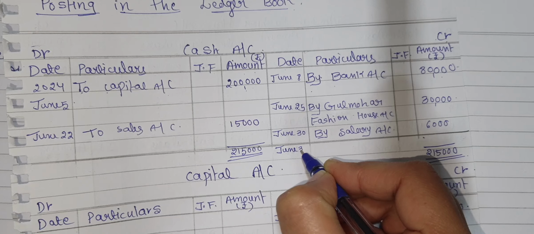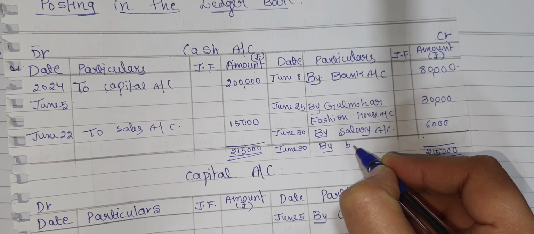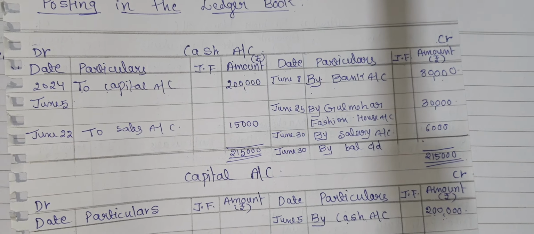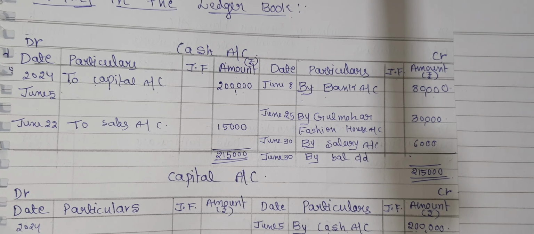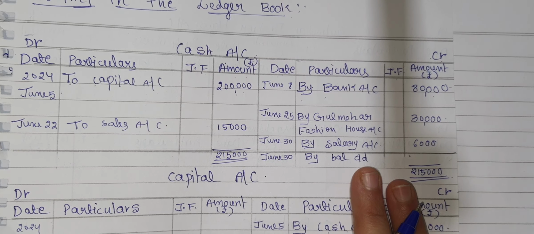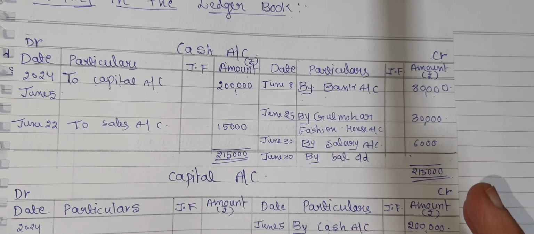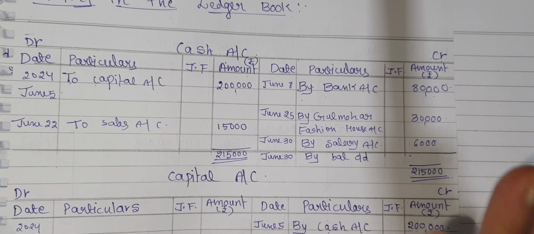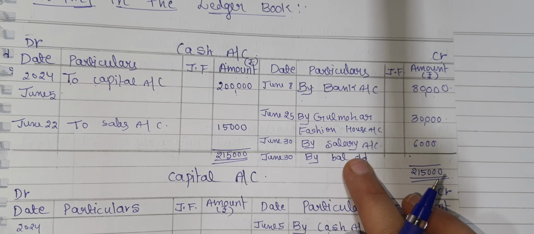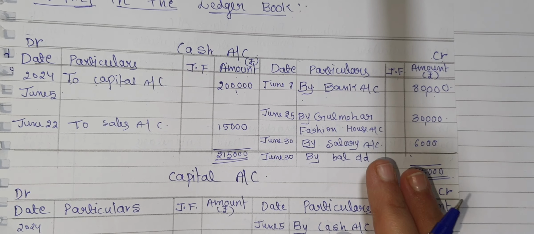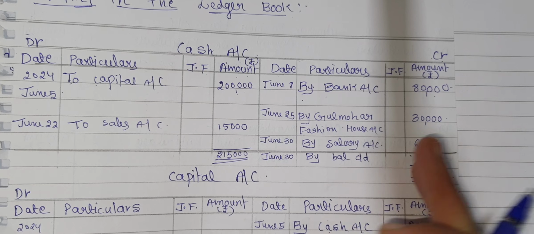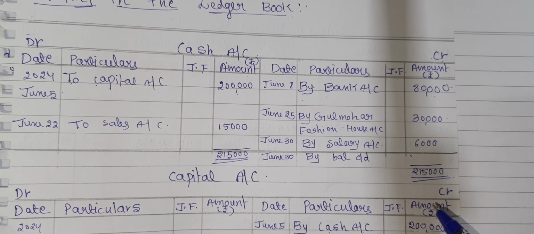June 30th, by balance carried on. CD means carried on. It means we have to write balance carried on on the side of the account with the lesser total. Balance carried on means the closing balance. Here the lesser total is the credit side, so we have to write by balance carried on.